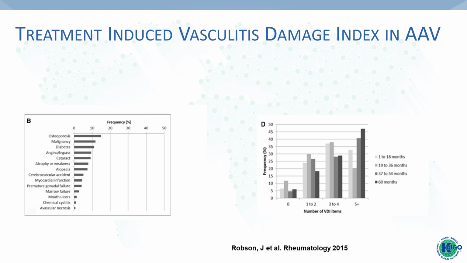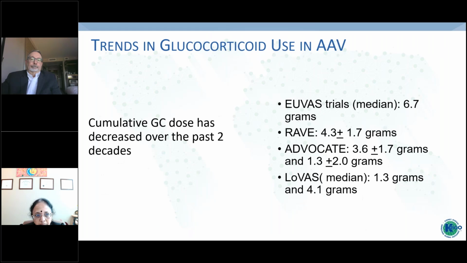Treatment-induced damage is quite common in ANCA vasculitis, and over 60% of the patients have some kind of vasculitis-induced damage. On the right side, what you see is the number of vasculitis damage items and how it correlates with the duration of glucocorticoid use. So if you are on prednisone for 60 or more months, 5 or more years, which used to happen, the number of VDI items exceeded 5. So there was a direct correlation with the duration of glucocorticoid use to the vasculitis damage index items.